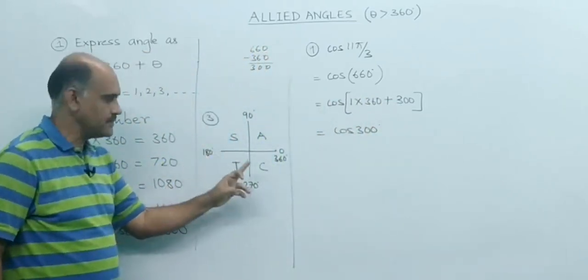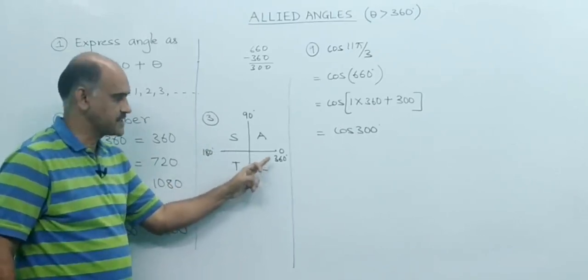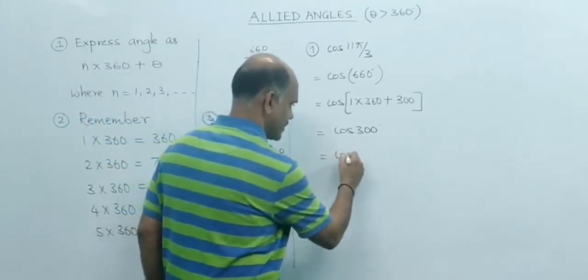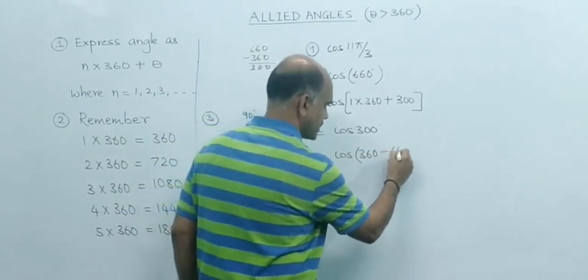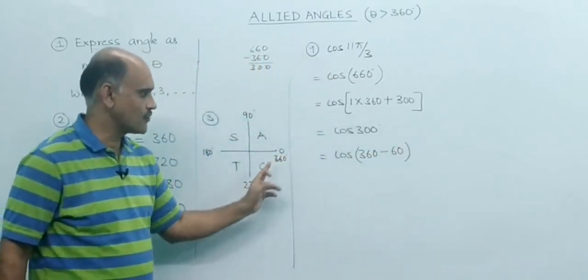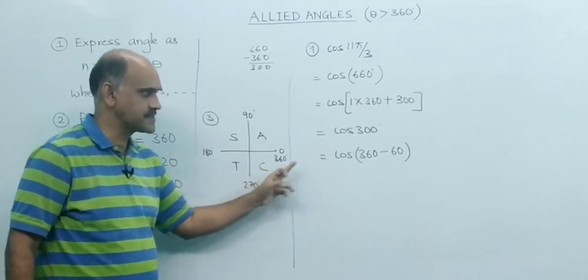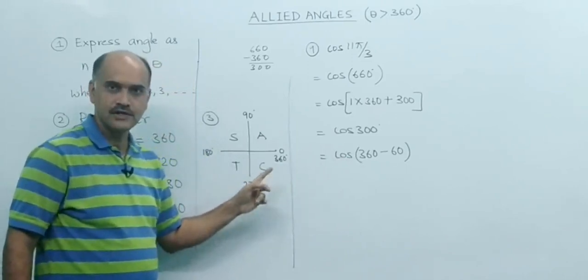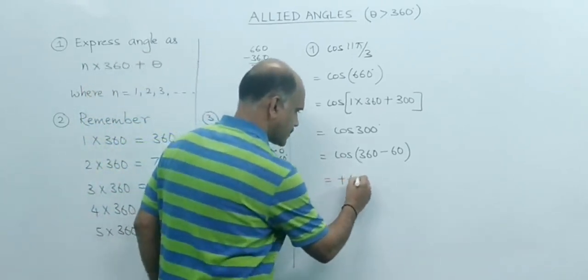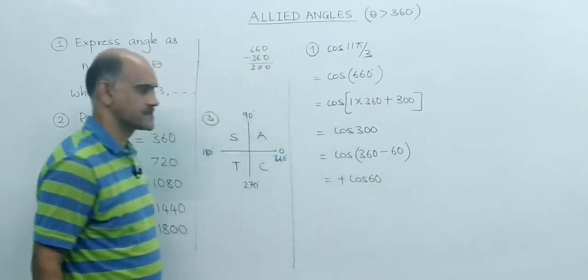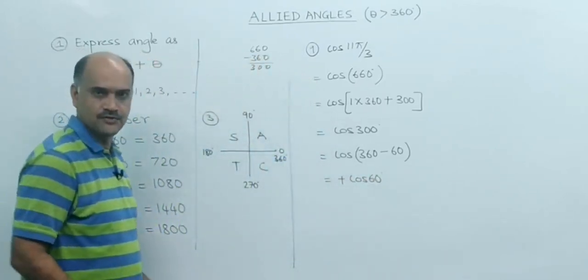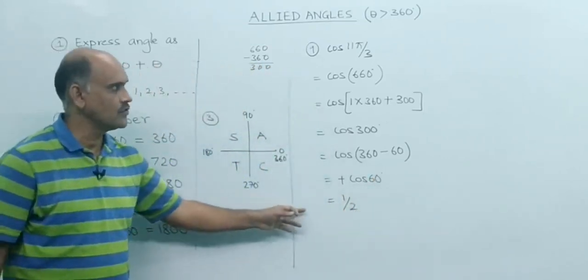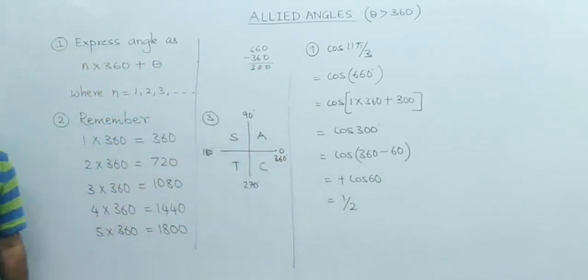Now 300 will come in the fourth quadrant, which means you should write 360 minus. So cos of 360 minus 60 degree. So 300 is written as 360 minus 60. In the fourth quadrant cos is positive, so you will have plus cos 60. Now substitute. Cos 60 is 1 by 2. So you will have the answer 1 by 2. Clear, students?